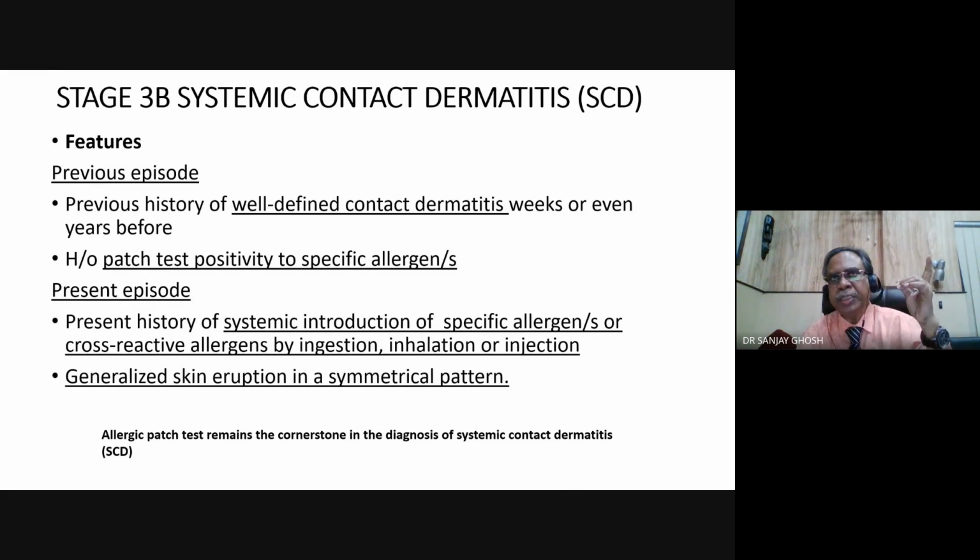So that's why at the start I told you the allergen can enter the body through our inner system, not only from the external side. It could be through ingestion, inhalation, irrigation. And this systemic introduction gives rise to a generalized skin eruption or a symmetrical pattern.